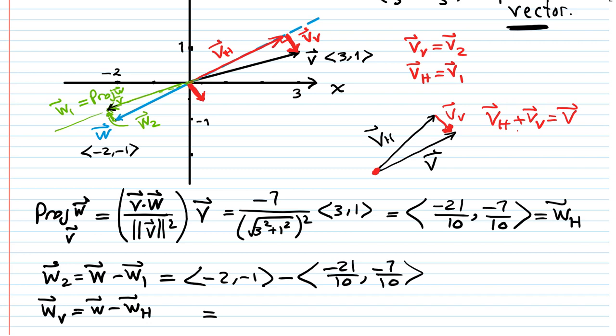And what do we get? We get -2, negative and negative is positive, so that's 1/10. -1, negative is positive, so that's going to be -1 plus 7/10. So that's -3/10. And there we have that one.